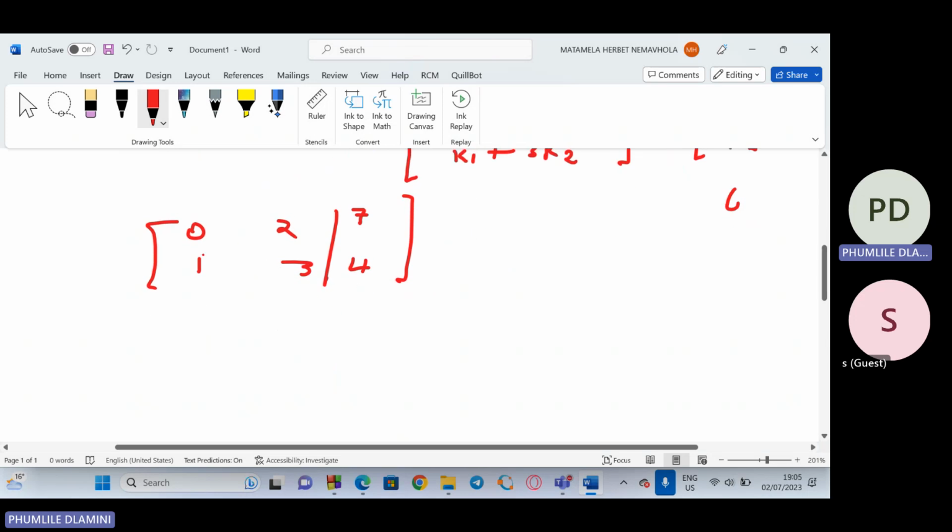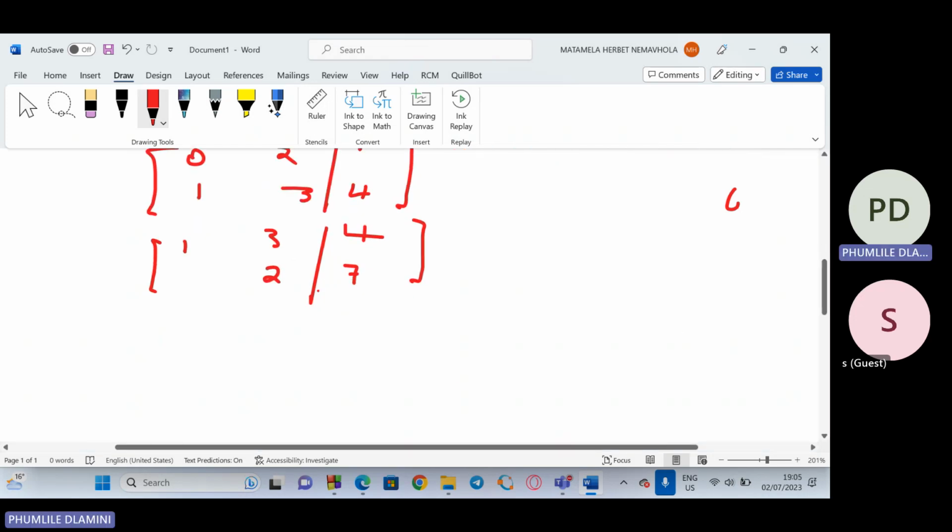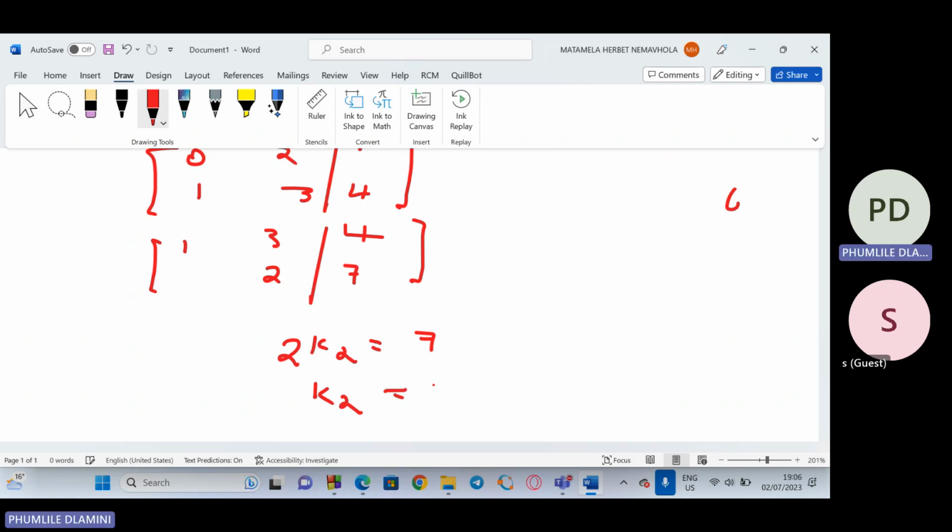So if we exchange these values, you will see that we can write it as 1 and 3, whereby it's going to be 4, and 2 is going to be 7. So now we will have 2k2 equals 7. When we have 2k2 equals 7, if we divide by 2, our k2 is going to be equal to 7 over 2.